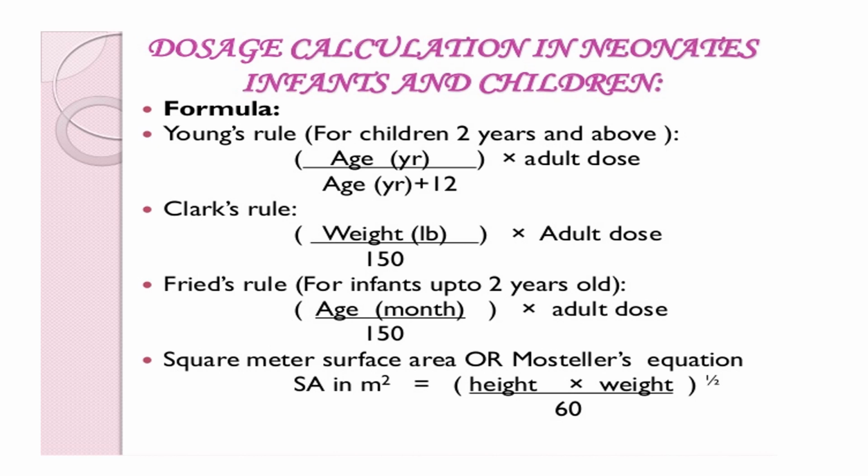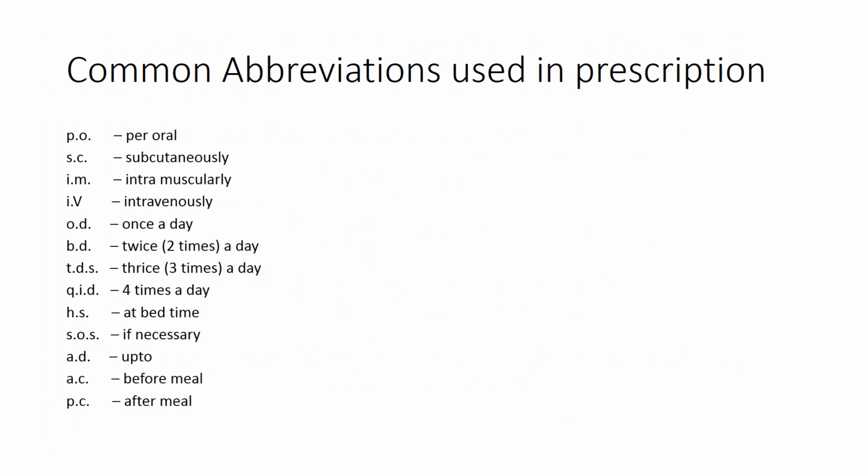The formulas which are commonly used include Young's formula, which is used for children of 2 years and above. In this, age in years is divided by age in years plus 12 and is multiplied with adult dose. In Clark's formula, weight in pounds is divided by 150 and multiplied by adult dose. Whereas in Freud's rule, which is used for infants up to 2 years, age in months is divided by 150 and then multiplied by adult dose.